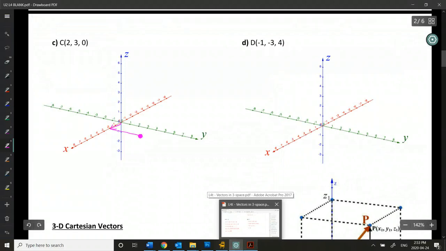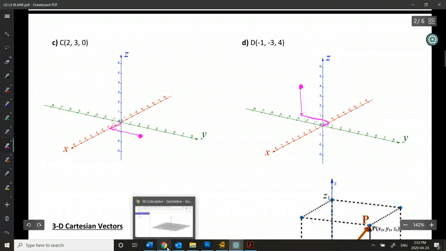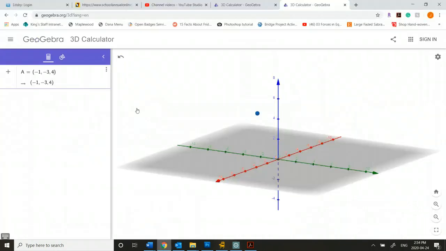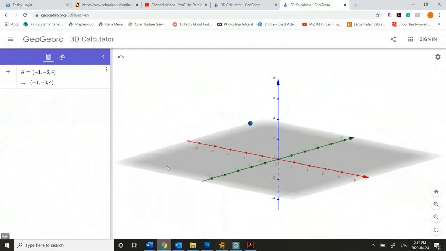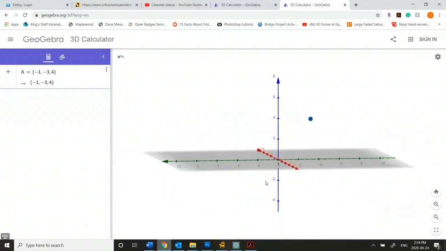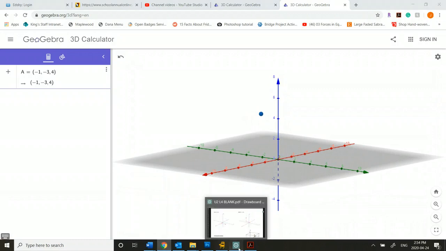Okay, let's take a look at -1, -3, 4. So -1 means we're going back on the X axis, and then -3, and then up 4. We would expect our point to be in this back left quadrant here. You can probably see it a little better on Geogebra. I've graphed it here for us. You can see it in this back quadrant as we rotate around. You can also just let this spin around so you can see it. There you have it.